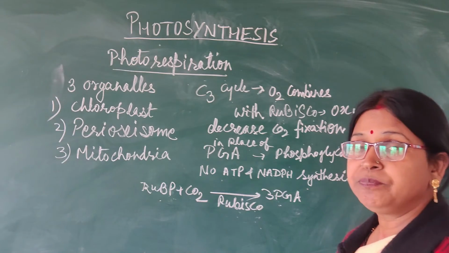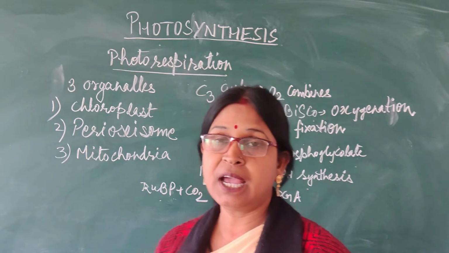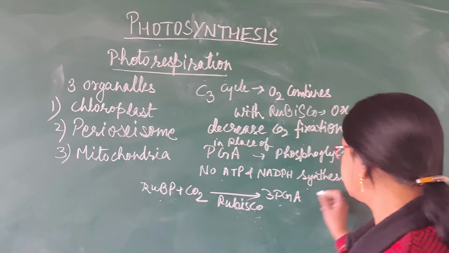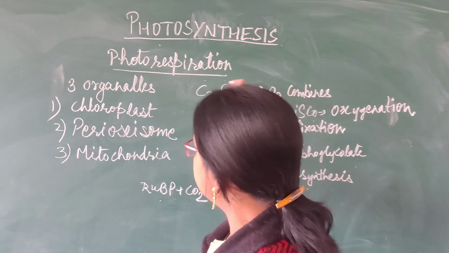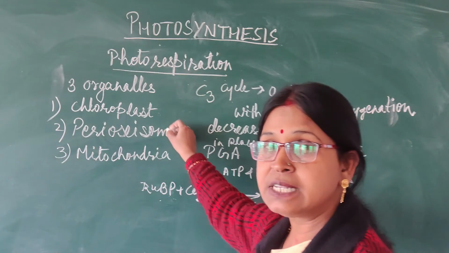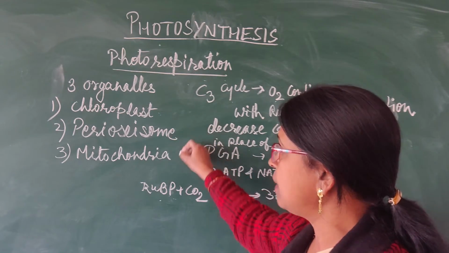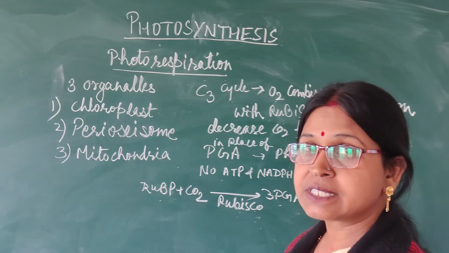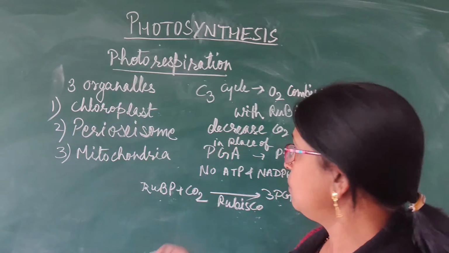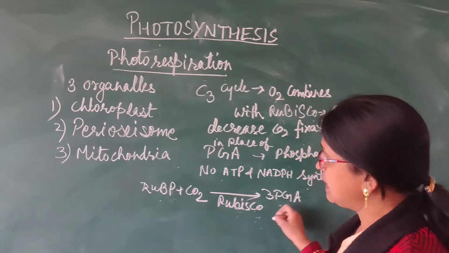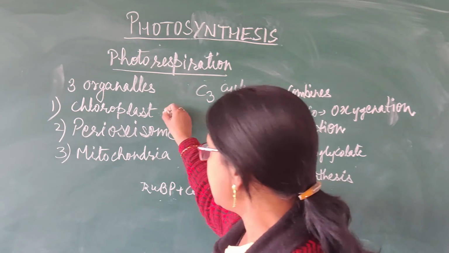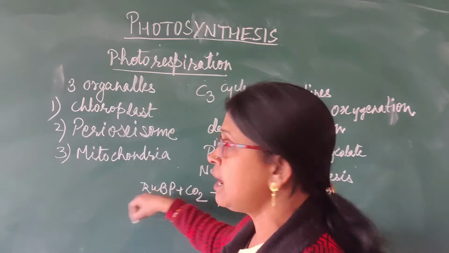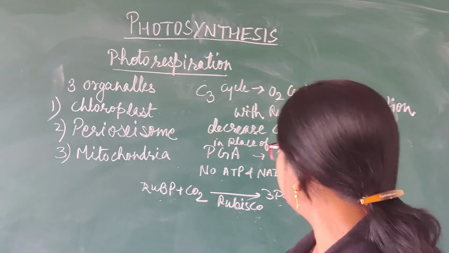In place of PGA, it will start synthesizing phosphoglycolate. At the same time, no ATP and NADPH is synthesized. This photorespiration involves three organelles, that is chloroplast, peroxisome and mitochondria. We will discuss through the diagram how the components are synthesized, and how they are transported from chloroplast to peroxisome, then mitochondria, and again the cycle will continue.